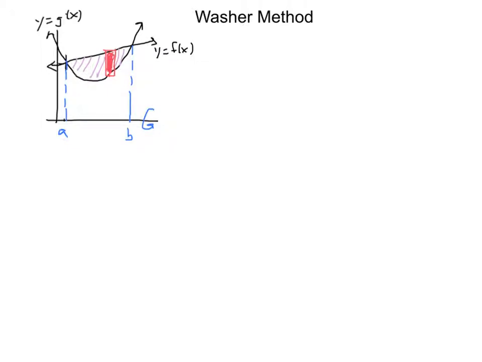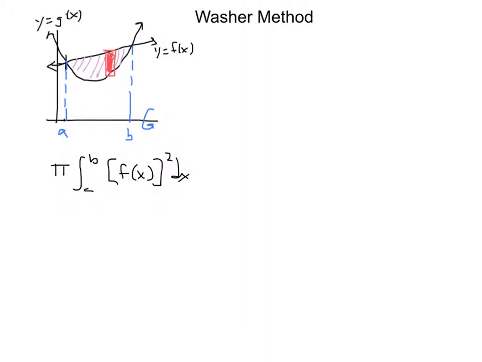Well, in this case, notice we have f of x is this line and g of x is here. When I take that around, if I want to just deal with f of x, I could find the volume of the solid generated by rotating f of x around the x-axis, and that would come out to be pi times the integral from a to b of f of x, that thing squared, dx.